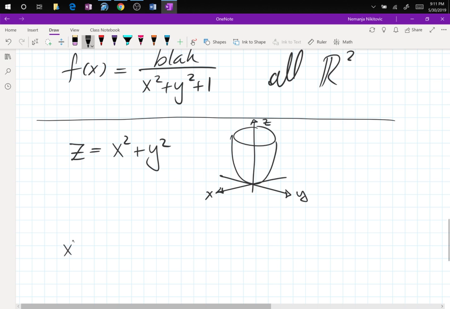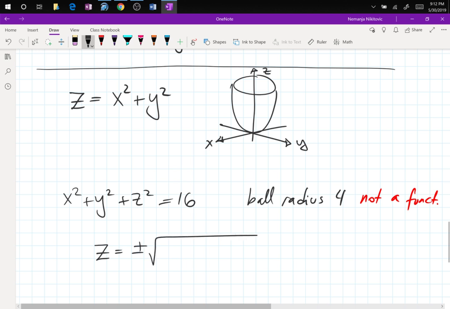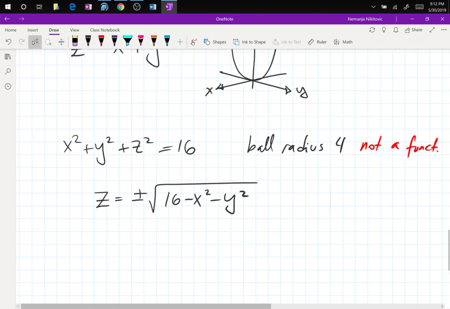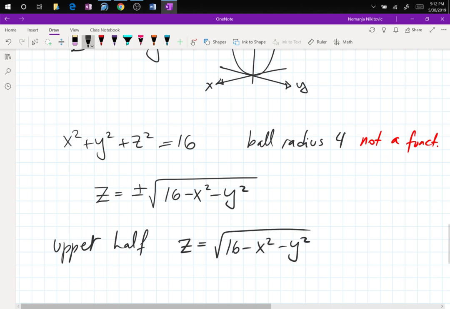So if you have x squared plus y squared plus z squared equals, let's say, 16, this is a ball of radius 4, and here, not a function. Why is it not a function? If you solve it for z, you will get plus minus square root of 16 minus x squared minus y squared. So not a function because of the plus minus. But then if you just take the upper half as z equals square root of 16 minus x squared minus y squared, then now it is a function.